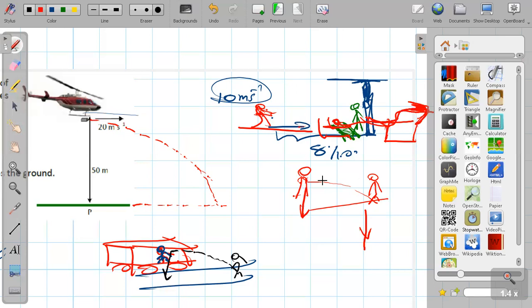When I talked about relative motion, I said the outsider may see this type of trajectory, while you will just see a downward trajectory. That's what it is.